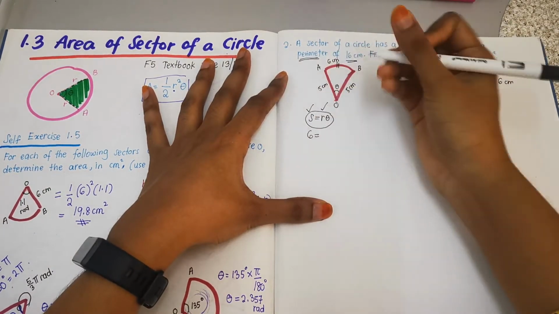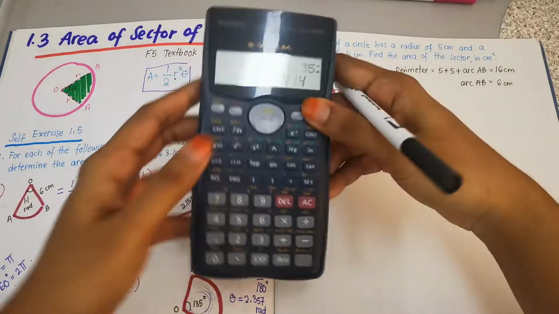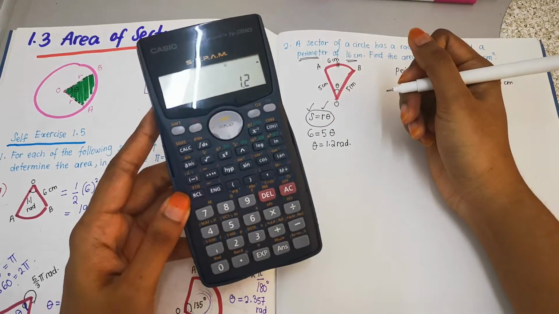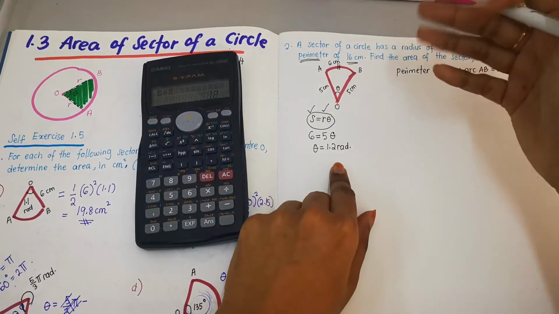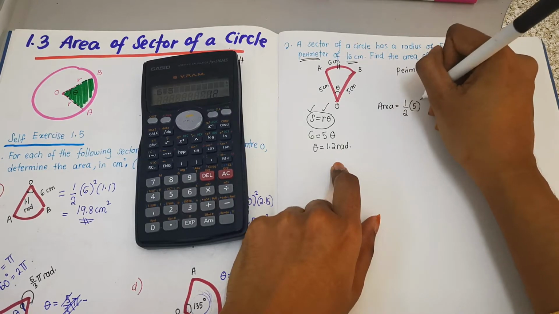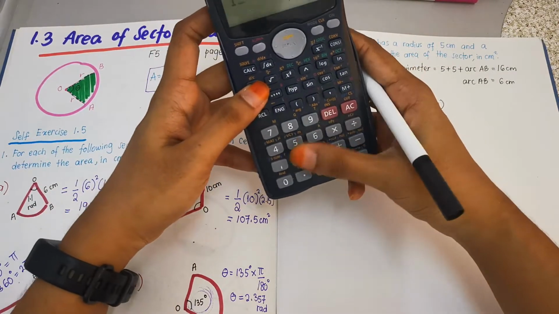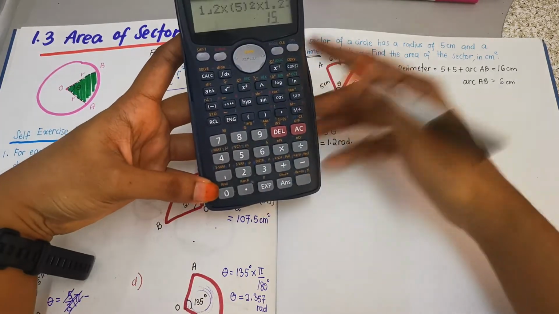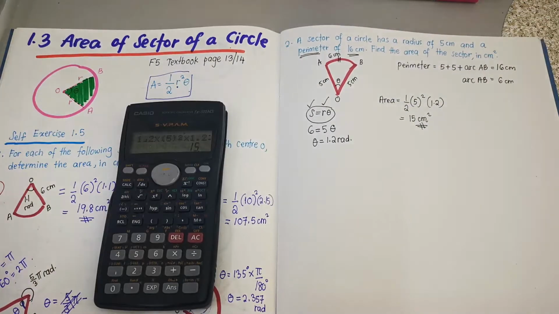So 6 equals 5 times theta, so theta is 6 divided by 5, which is 1.2 radian. This is in radian already, not 1.2 degrees. So theta is done. Now let's find area: 1 over 2 radius square times theta. So 1 over 2 times radius square times 1.2, we get 15 centimeters square, and done.